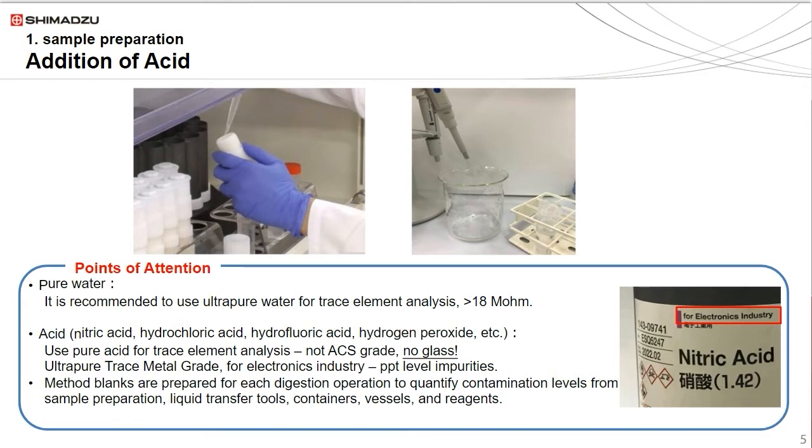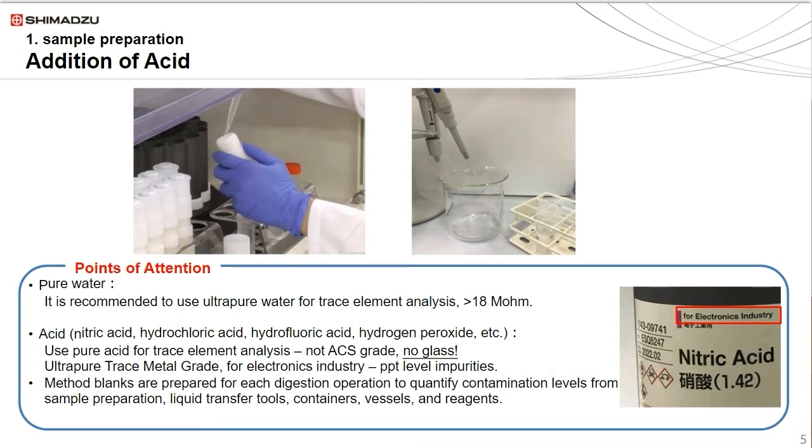Method blanks are prepared by adding the same quantity of reagents minus any sample into their own digestion vessels. This allows for calculation of how much elemental impurities are contributed to instrument signal and analytical results from the sample preparation process and the instrument. To further reduce contamination, it is recommended to rinse pipette tips with clean acid before adding reagents to the digestion vessels, and to use clean digestion vessels.